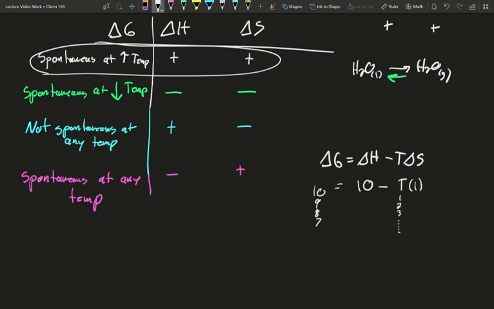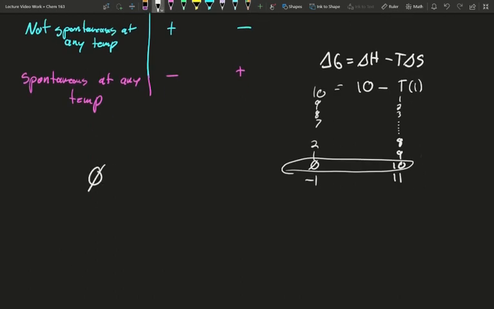But eventually, as we get to 8 and 9 and 10, this becomes 2 and 1 and 0. And then when our temperature gets enough, our delta G will become negative. Right here, where delta G was 0, that is our transition point. What temp we are at that point, that is going to be the temperature where any hotter or any colder will swap between spontaneous and non-spontaneous.